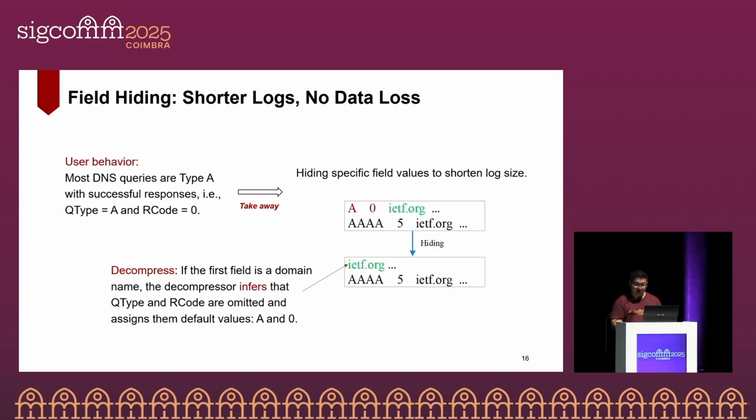We use field hiding to shrink logs without losing data. For example, if the type is A and the R code is 0, we store only the domain name and skip the others. During decompression, if the first field looks like a domain name, we restore the type and the R code to their defaults. This makes each line shorter while keeping full recovery possible.